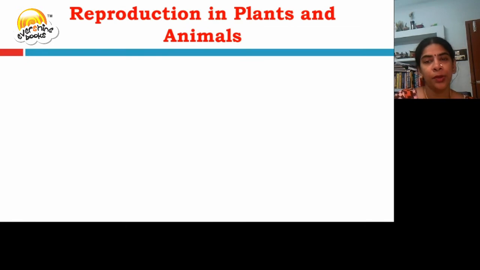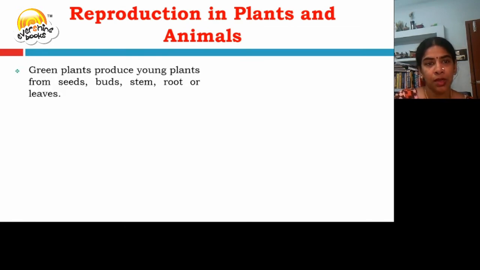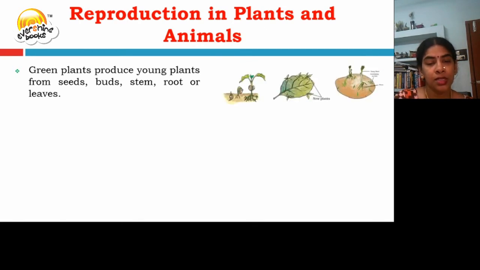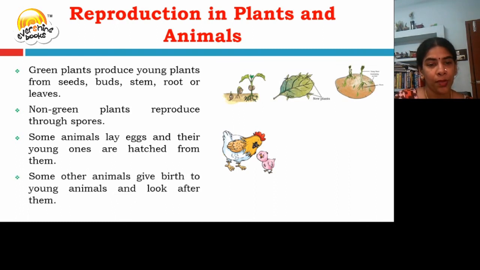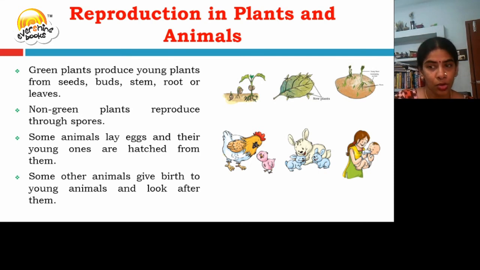Let us compare the reproduction in plants and the animals. Green plants produce young plants from seeds, buds, stems, roots, or leaves. Non-green plants reproduce through spores. Some animals lay eggs and their young ones are hatched from them. Some other animals give birth to the young ones and look after them. Humans reproduce by giving birth.